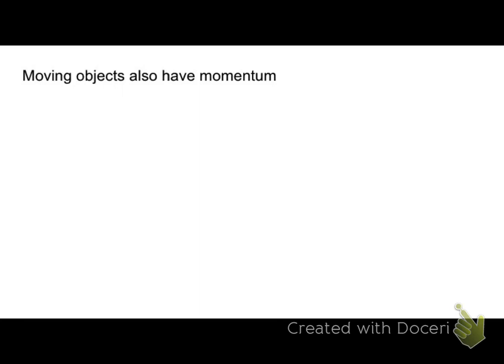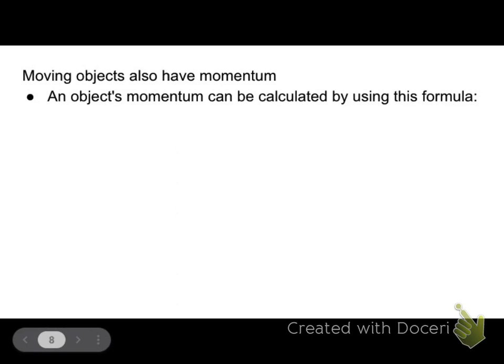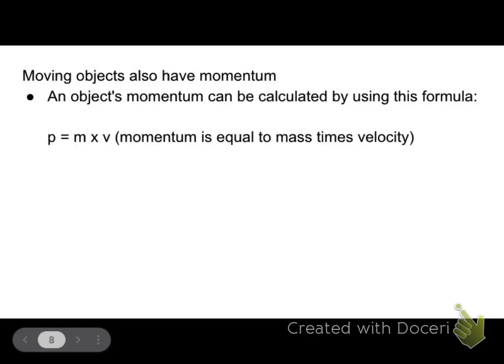Well, when we talk about objects having momentum, we also are describing how difficult it will be to stop them, okay? An object's momentum is calculated using the formula momentum is equal to the mass of the object times the velocity of the object. Okay? What this means is if two objects are traveling at the same speed, but one of them is way heavier than the other, that object will have more momentum. This makes sense to us, right?